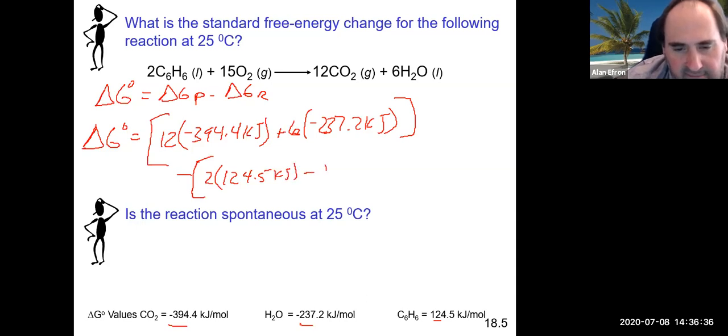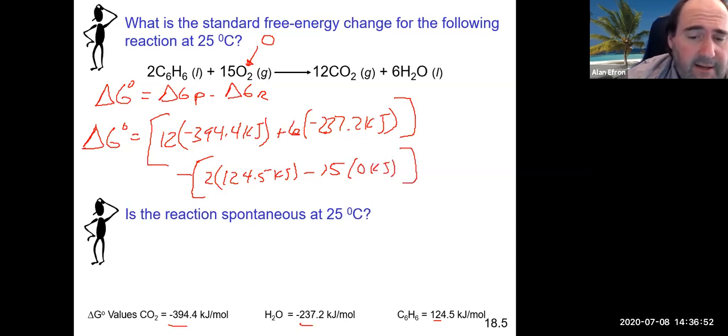And minus 15 times O2. I don't see O2 here, but again, this is a reminder that O2 is going to be 0 because it is in a standard state. So that's basically 15 times 0 kilojoules. So if you look it up on a real thermodynamic table, it will say 0 there. If you look it up on a table I make, it probably will still say 0.